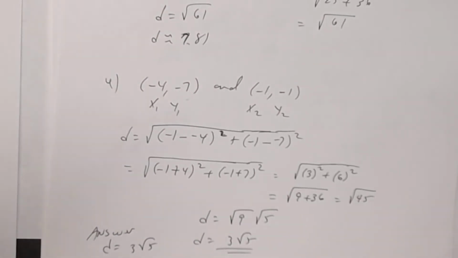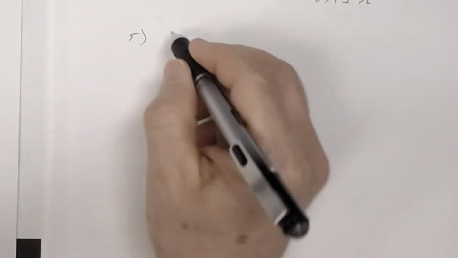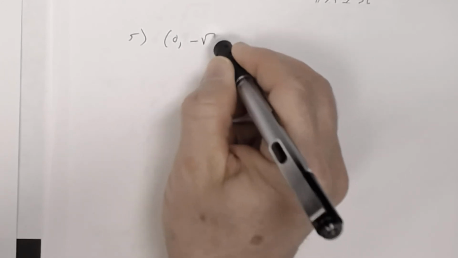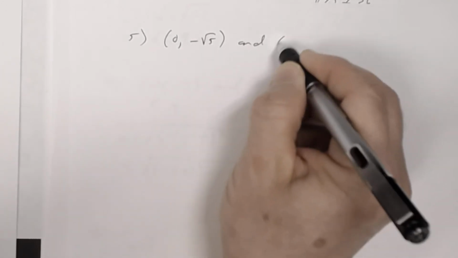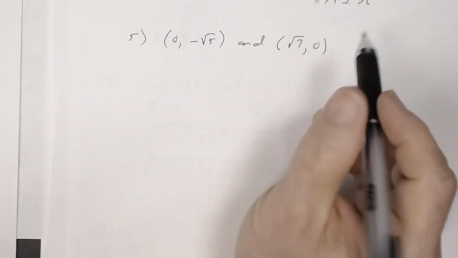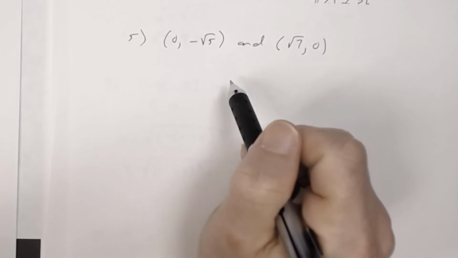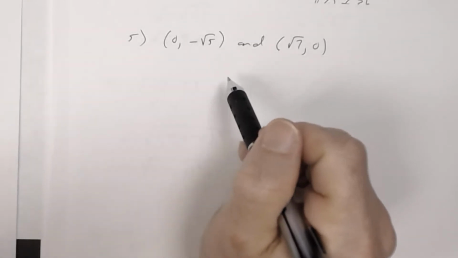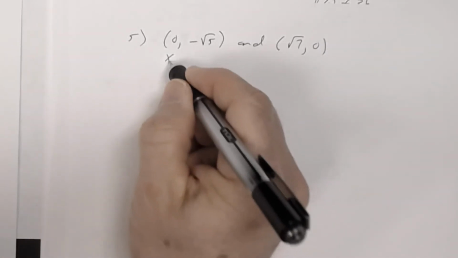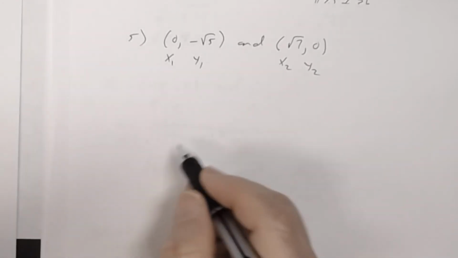Okay, number 5, we have this. All right, number 5, you have the point 0, negative square root of 5, and the other point is square root of 7, 0. Okay, just because there's some square roots here, don't let that scare you off. Just go ahead and use the formula: x1, y1, x2, y2. Okay, let's see what happens.